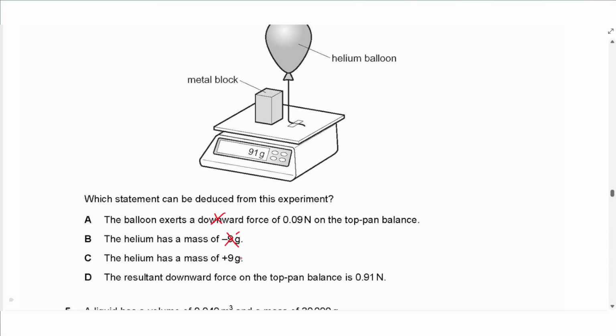Helium has a mass of +9 grams that cannot be measured since the balloon is not pushing downwards on the balance. The resultant downward force on the top pan balance is 0.91 newtons. We can check that using g equal to 10 newtons per kilogram. The weight is equal to the mass in kilograms, so 91 divided by 1000 multiplied by 10, and that would give an answer of 0.91 newtons. So this sentence is correct, so we choose D.